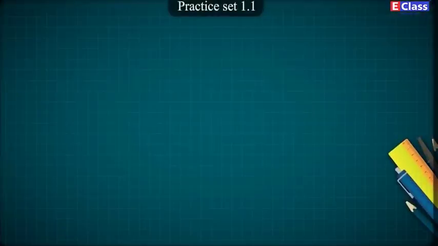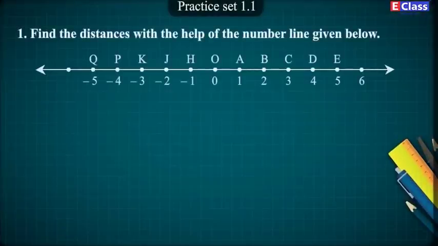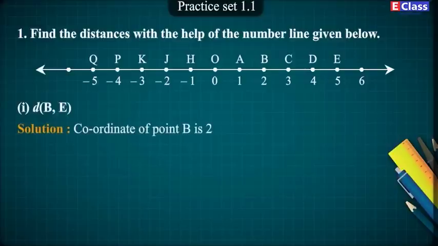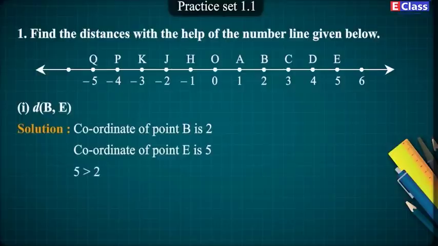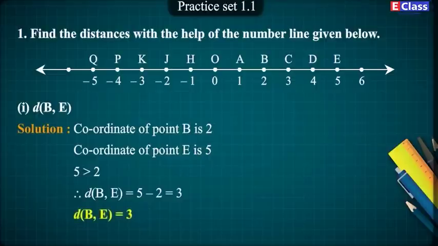Practice set 1.1. 1. Find the distances with the help of the number line given below. 1. Distance of BE. Solution: coordinate of point B is 2. Coordinate of point E is 5. 5 is greater than 2. Therefore, distance of BE is equal to 5 minus 2, which is equal to 3. Answer: distance of BE is equal to 3.